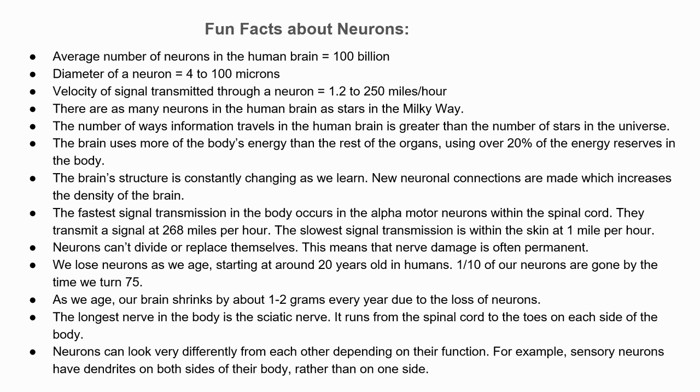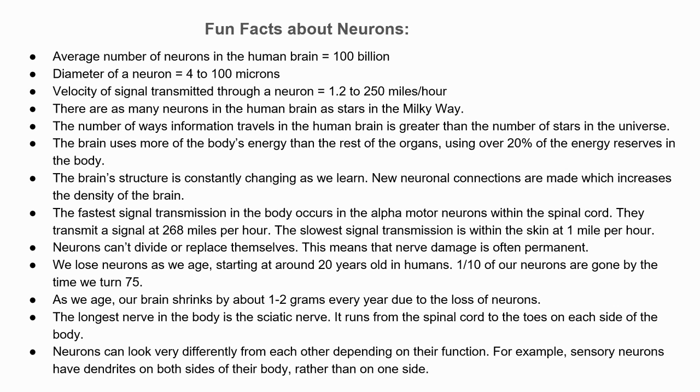There are as many neurons in the human brain as stars in the whole Milky Way. The number of ways information travels in the human brain is greater than the number of stars in the universe. The brain uses more energy than the rest of the body's organs, using over 20% of the energy reserves in the body.